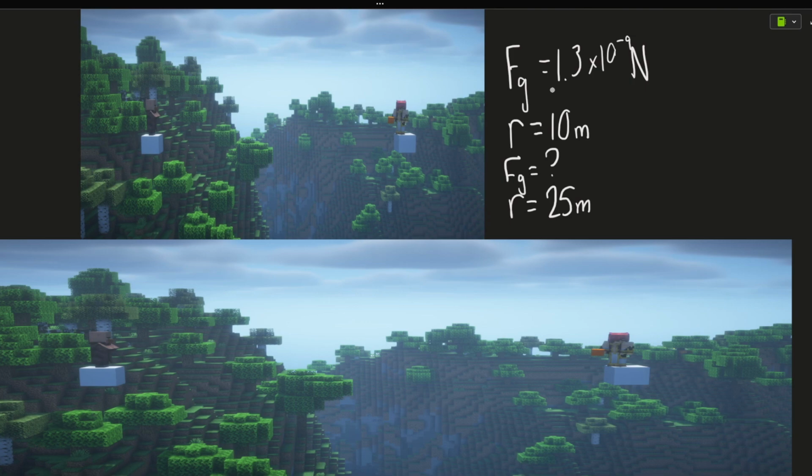So now it's going to ask, okay, that same villager and that same person are going to stretch out to 25 meters. As you can see from this very stretched image, it's going to stretch out to 25 meters. Now there's 25 meters in between us. How much is the force of gravity between us?